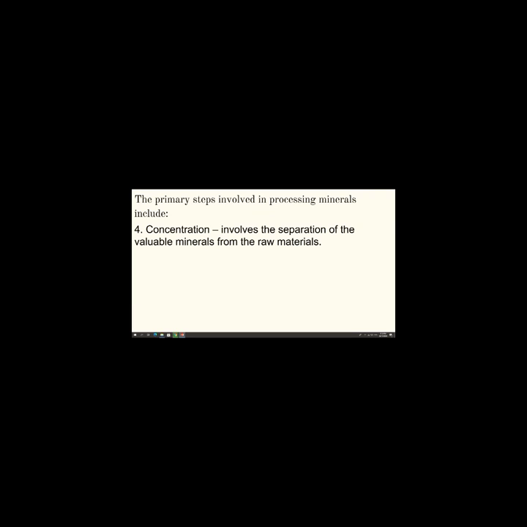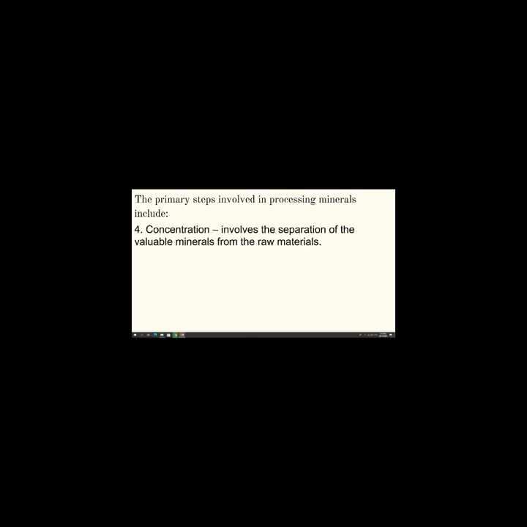The third one is comminution. It is a process where the valuable components of the ore are separated through crushing and grinding. This process begins by crushing the ores to a particular size and finishes by grinding the ores into a powder form. And the last step will be concentration. It involves the separation of the valuable materials from the raw materials.